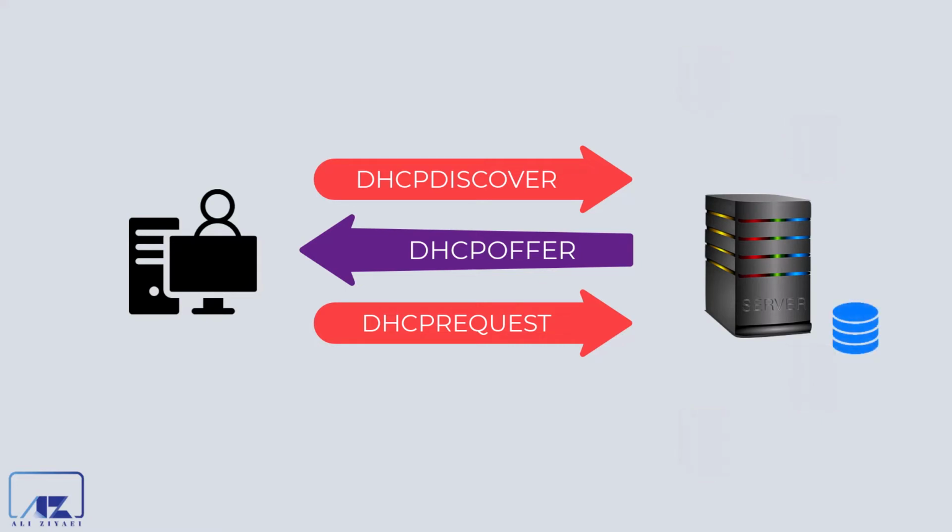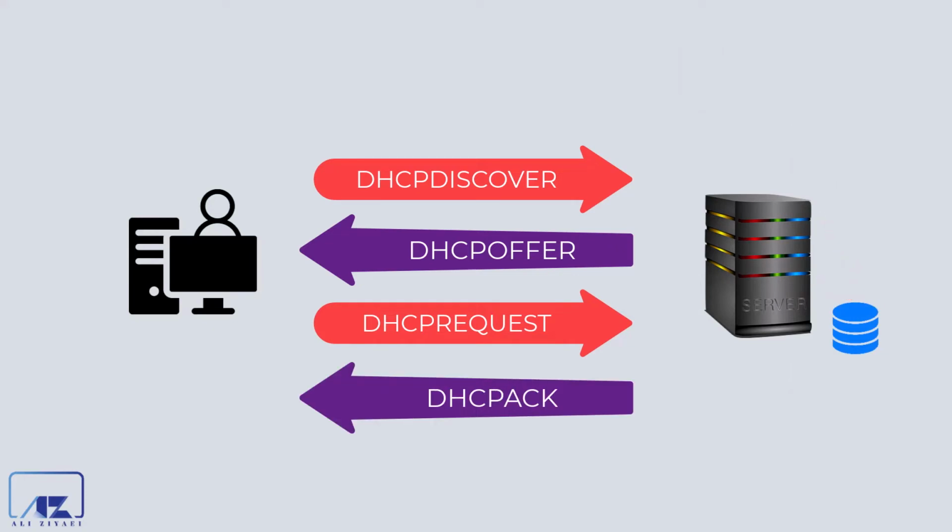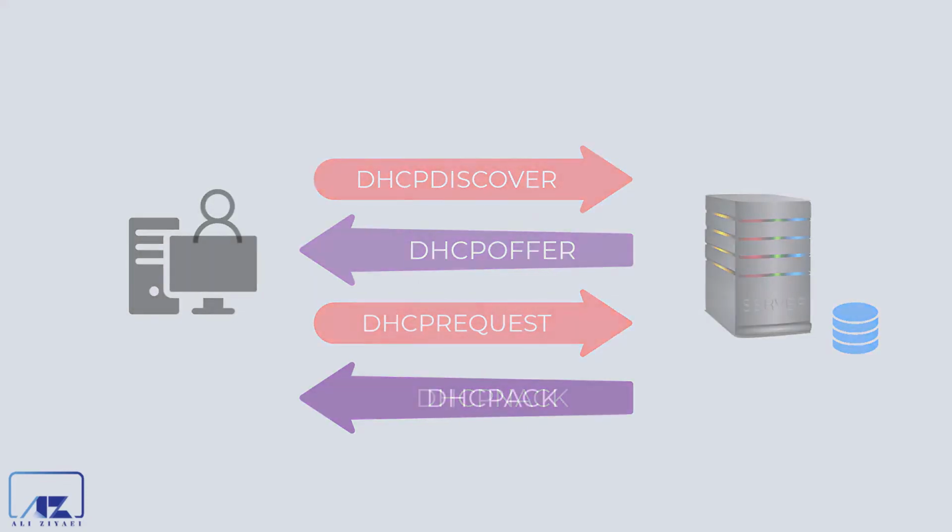Then the chosen server stores the IP address information in its own database and responds back to the client with a DHCP Acknowledge message, a DHCP ACK message. If for any reason the DHCP server cannot provide the address that was initially offered to the client with the DHCP Offer packet, then the server needs to send a packet called DHCP NACK, or not acknowledged.